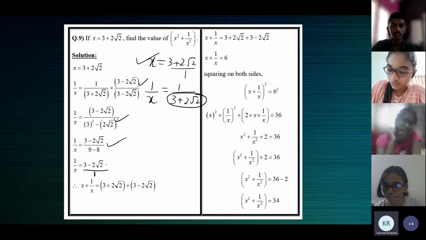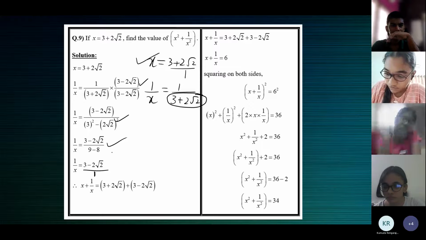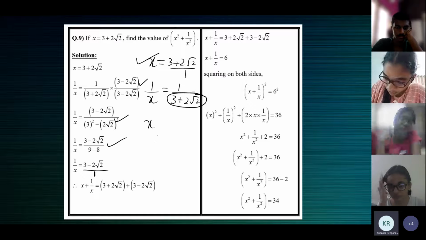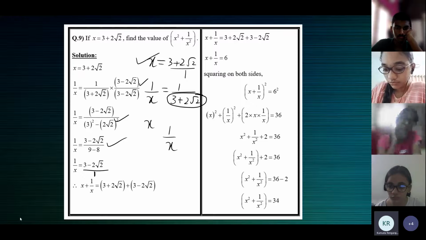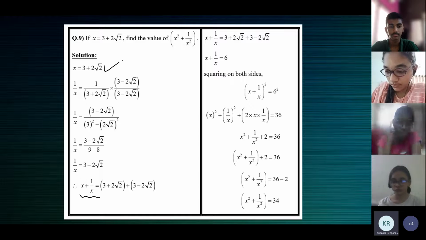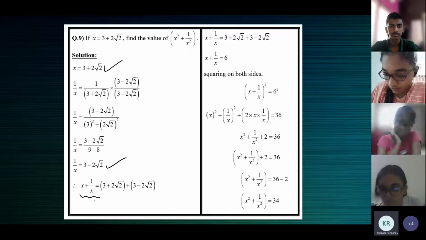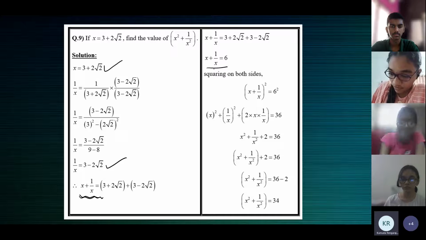1 by x is 3 minus 2 root 2 by 1. The denominator is rational. We have x and 1 by x with a rational denominator. Next, we need to find x plus 1 by x. And this is what x plus 1 by x is.